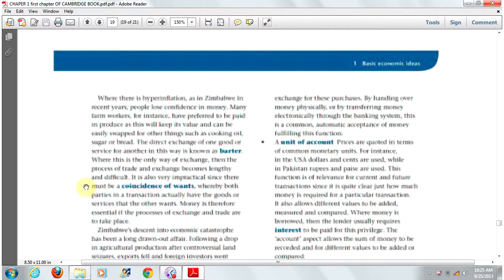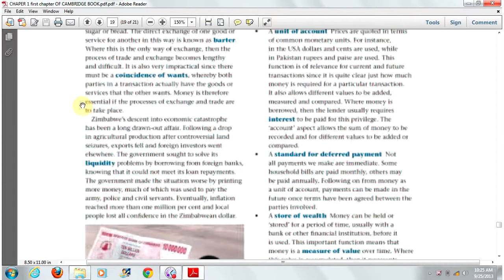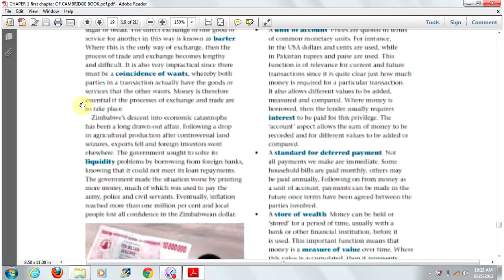Zimbabwe's descent into economic catastrophe has been a long drawn out affair. Following a drop in agricultural production after controversial land seizures, exports fell as foreign investors went elsewhere. The government sought to solve its liquidity problems by borrowing from foreign banks, knowing that it could not meet its loan repayments. The government made the situation worse by printing more money, much of which was used to pay the army, police, and civil servants. Eventually, inflation reached more than 1,000,000%, and the local people lost all confidence in the Zimbabwe dollar.